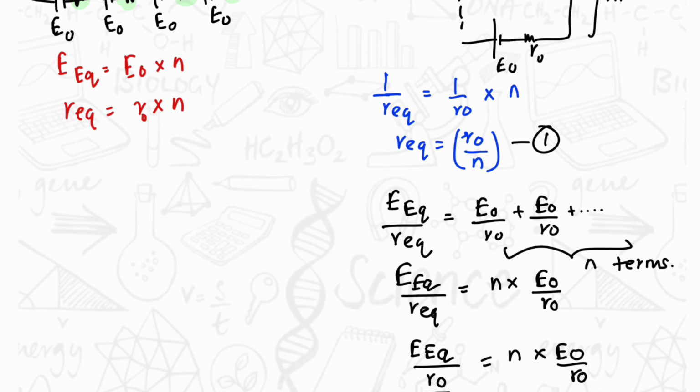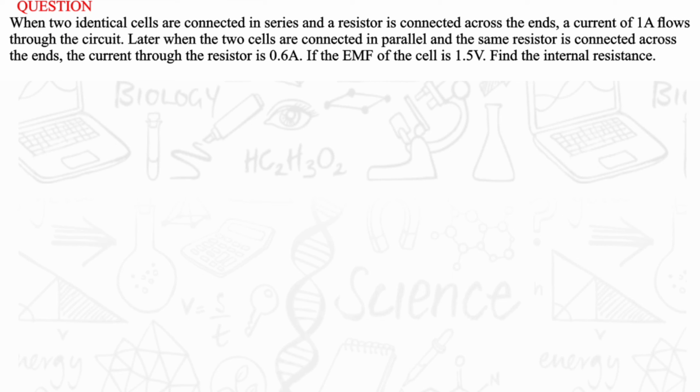So here we can say that even if you connect n number of identical cells in parallel, the equivalent EMF value will be equal to the EMF of a single cell. Okay, now let's move on to another question.